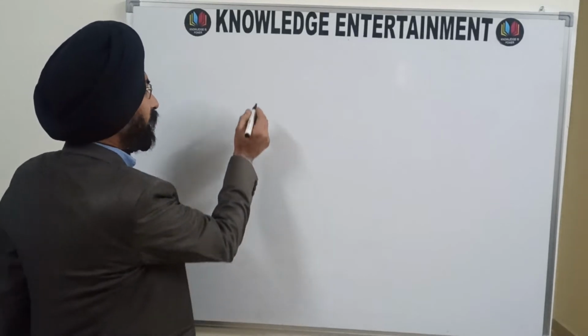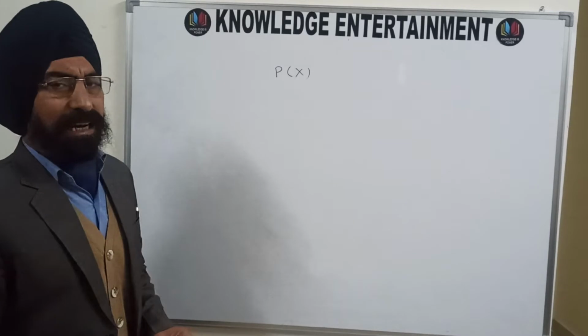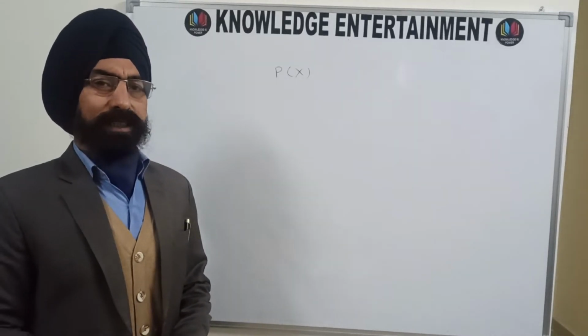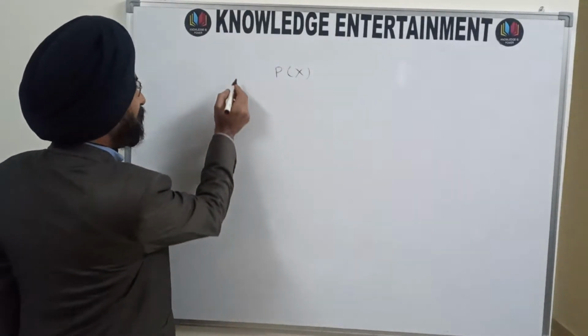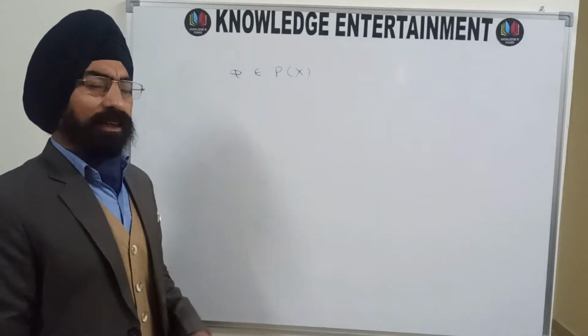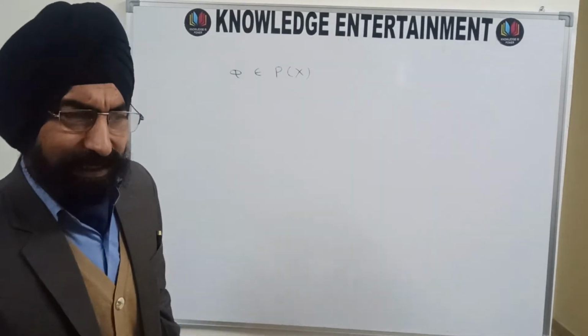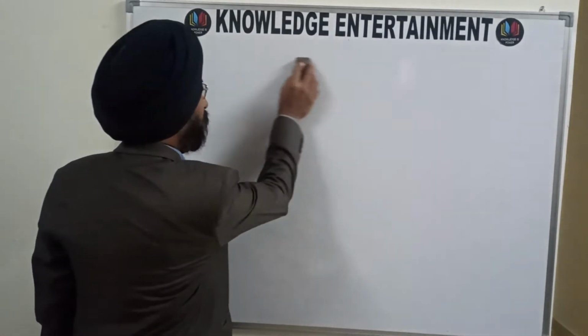Another thing to be noted is that the power set of X itself is not a filter. Why? Because it contains phi, and in our definition of filters, phi must not be there in the filter. So this P(X), the power set of X itself, is not a filter.